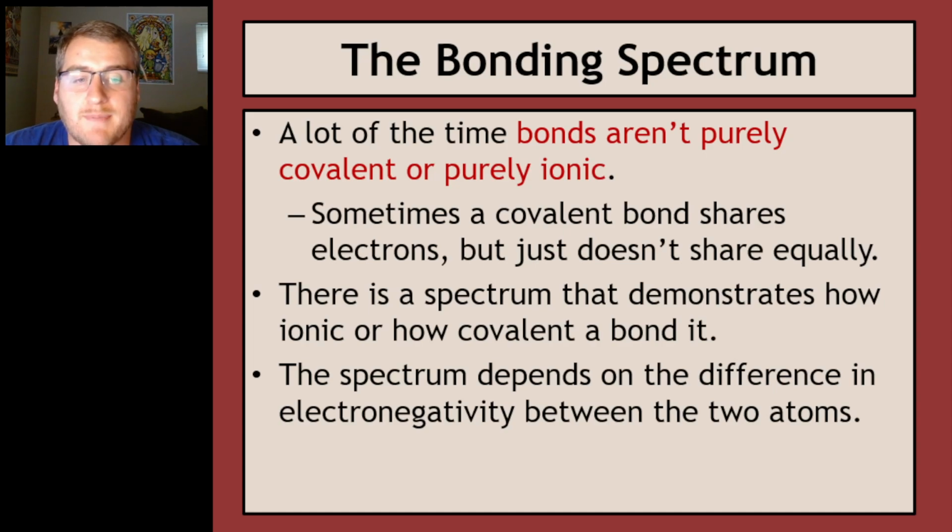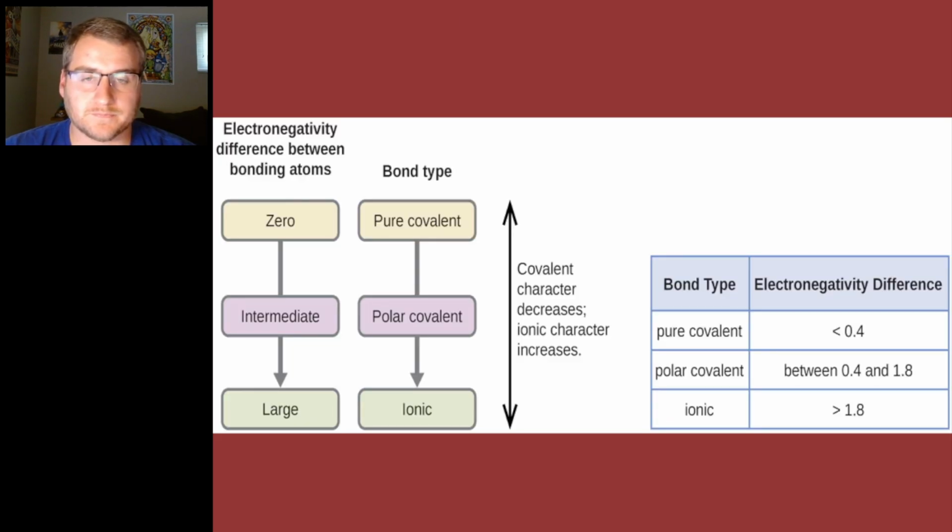Okay. The spectrum depends on the difference in electronegativity between the 2 atoms. So here is our idea. The difference in electronegativity between your atoms is just going to be like, each atom will have a number, and you subtract them to get the difference. If that difference is really small, meaning less than 0.4, that's a pure covalent bond. We treat them as 2 atoms sharing their electrons completely the same.